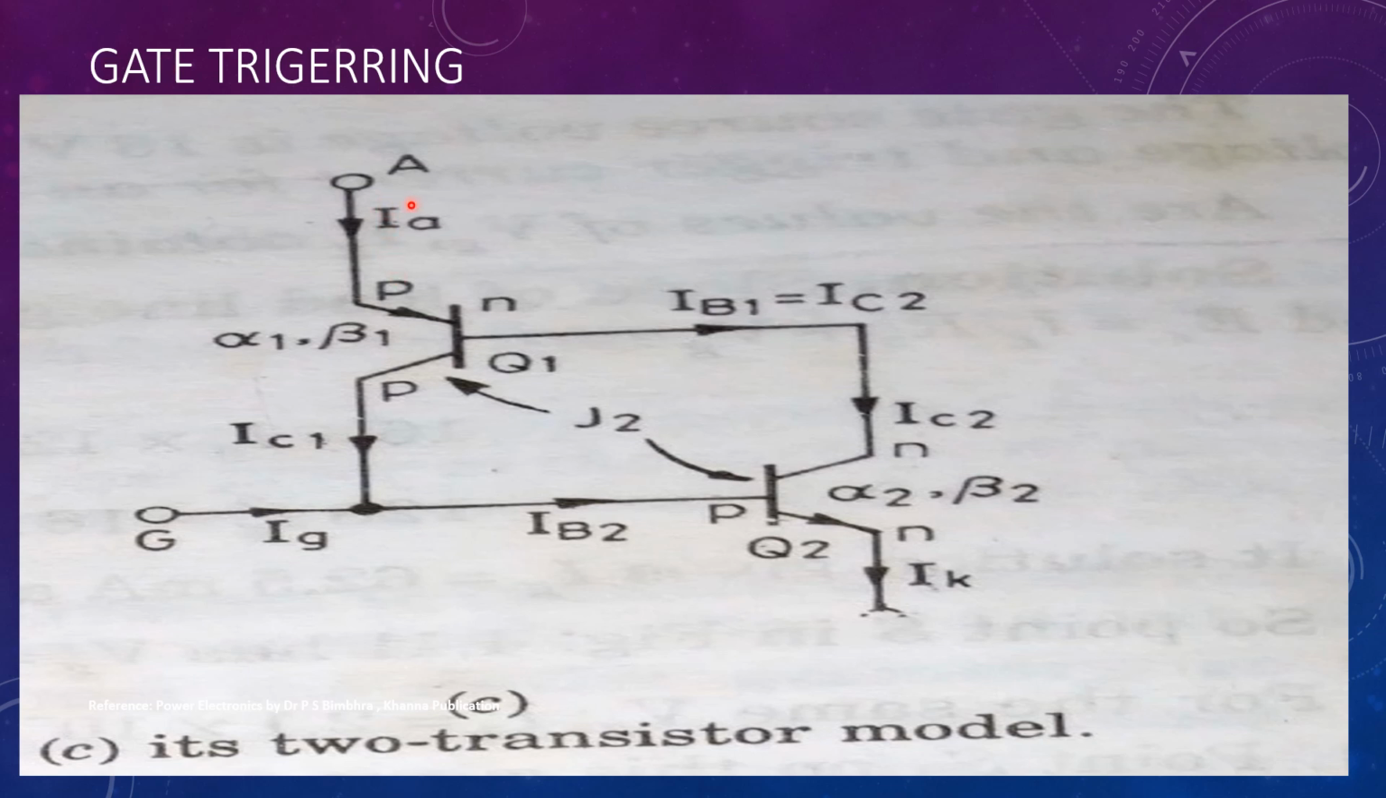Let us consider that the thyristor is forward biased, that is anode is positive with respect to cathode, and a gate signal that is sufficient to turn on the thyristor is given. On the application of a gate signal, there is a base current for transistor Q2. Because of this base current, the base emitter junction is forward biased. The emitter current IK is equal to the gate current IG. Because of the emitter current IK, there is an increase in the value of alpha 2.